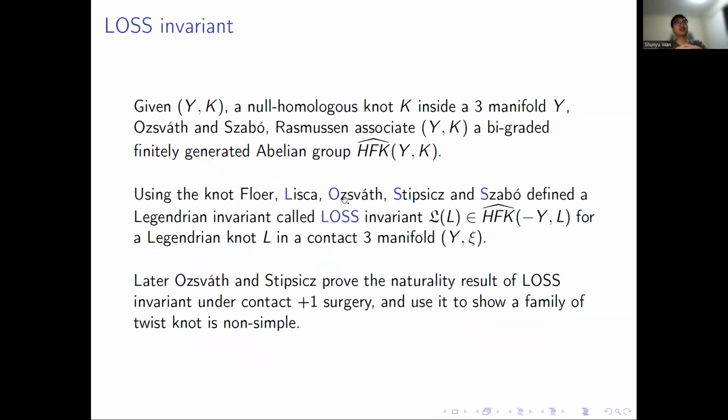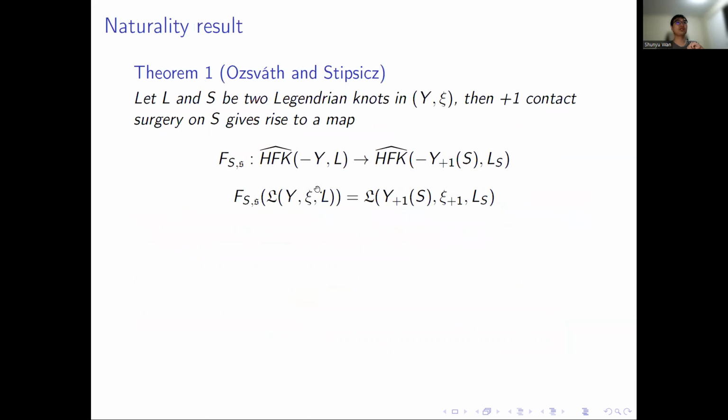Okay. So again, the LOSS invariant defined by Lisca, Ozsváth, Stipsicz and Szabó uses knot Floer homology. And after they defined that, Golla also proved a naturality result of the LOSS invariant under contact +1 surgery, and using that, they showed a family of twist knots is Legendrian non-simple. So here is a statement of the theorem.